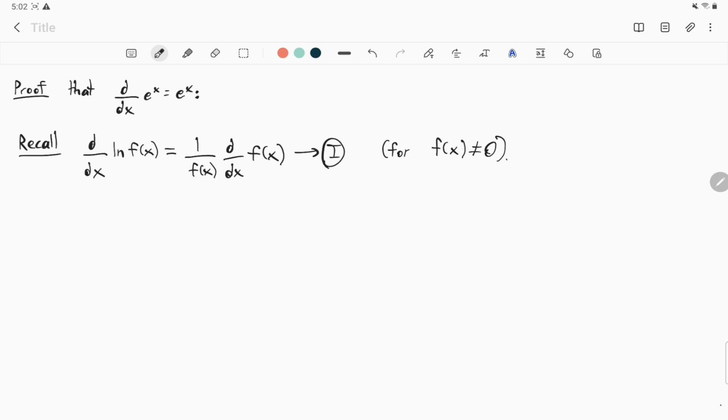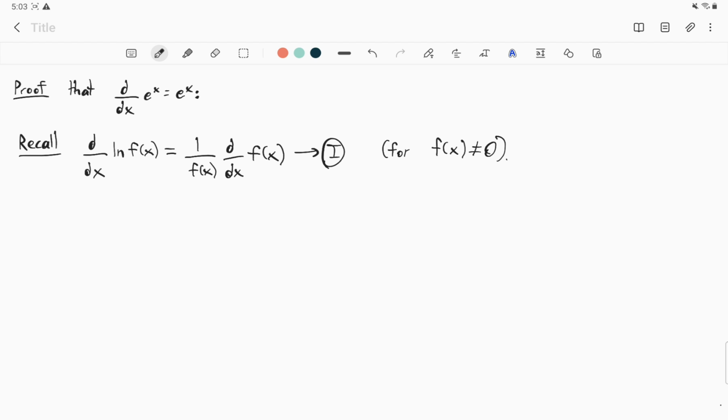And the reason for that is we have 1 over f of x. You can't divide by 0. I have a proof of why that is as well. Math just builds and builds and builds. If you're wondering why the derivative of ln of f of x is 1 over f of x times the derivative of f of x, I can make a proof about that too if you don't believe me. But our proof for exponentials will rely on this.